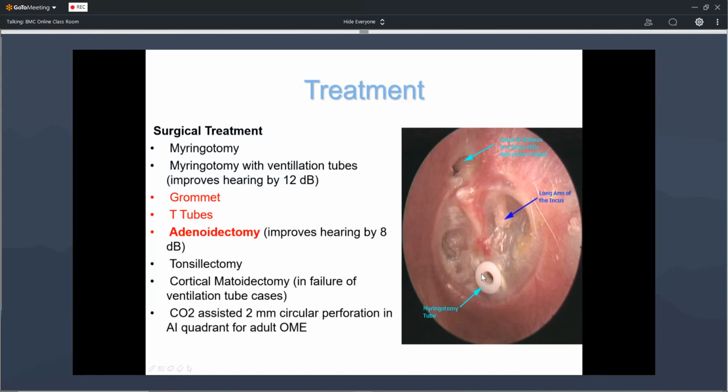It will extrude from the tympanic membrane automatically by healing of the tympanic membrane. By fibrous tissue formation in the tympanic membrane, it will extrude into the external auditory canal. This is helpful for drainage of the secretion and also aeration of the middle ear cavity. So this is called the grommet or key tube.